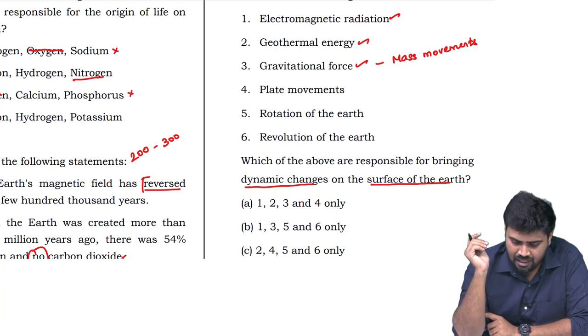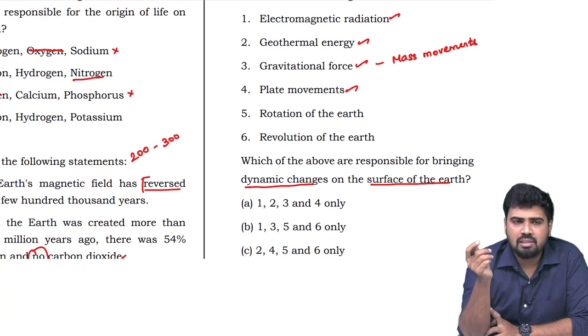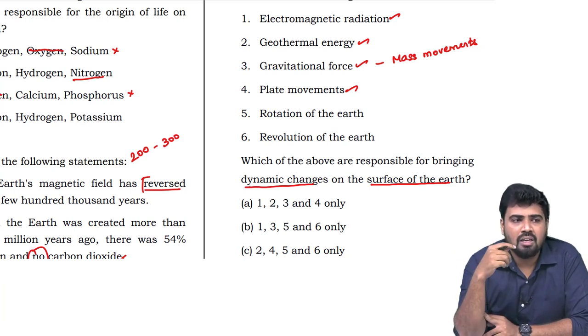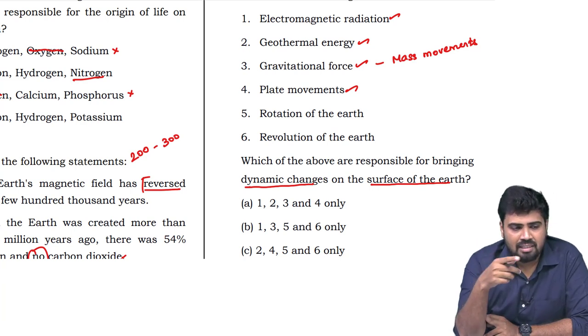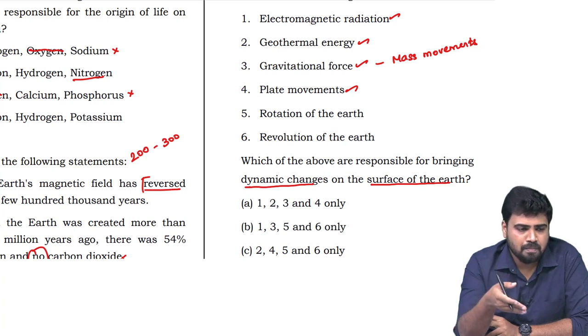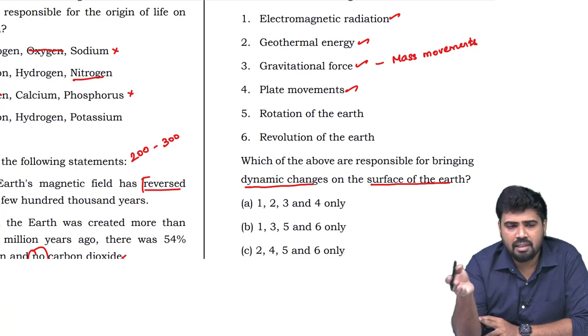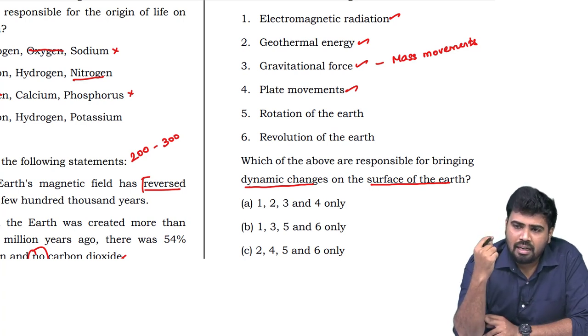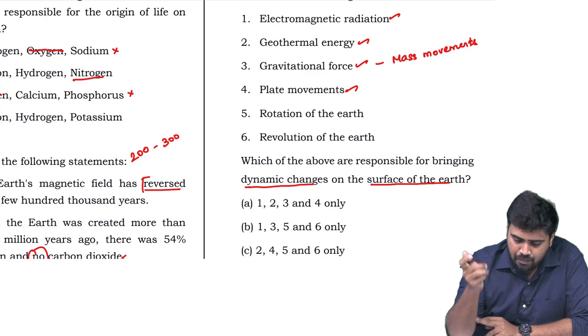For example, landslides. Plate movements, obviously, we know about convergent plate boundary, divergent plate boundary, transform. So the movement of plates definitely has an impact on the surface. For example, recent, if it is current affairs, the Turkey and Syria earthquake, because the Anatolian plate is in the trijunction of the Arabian plate and Eurasian plate. So plate movements definitely have an impact.